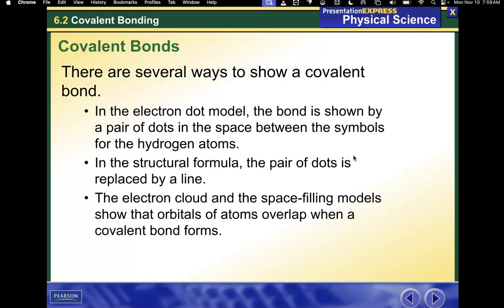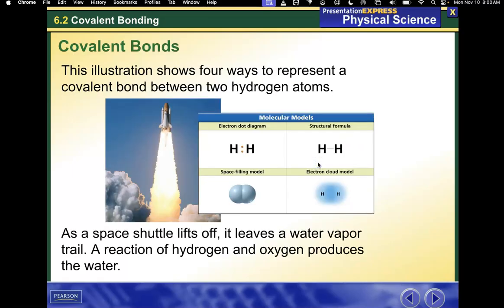There are several ways to show a covalent bond. In an electron dot model, the bond is shown by a pair of dots in the space between the symbols for the hydrogen atoms. In a structural formula, the pair of dots is replaced by a line. The electron cloud and the space-filling models show that orbitals of atoms overlap when a covalent bond forms. This shows the four ways that you can see that. So there's the dot diagram, there's the structural formula, there's the space-filling model, and of course the electron cloud model.